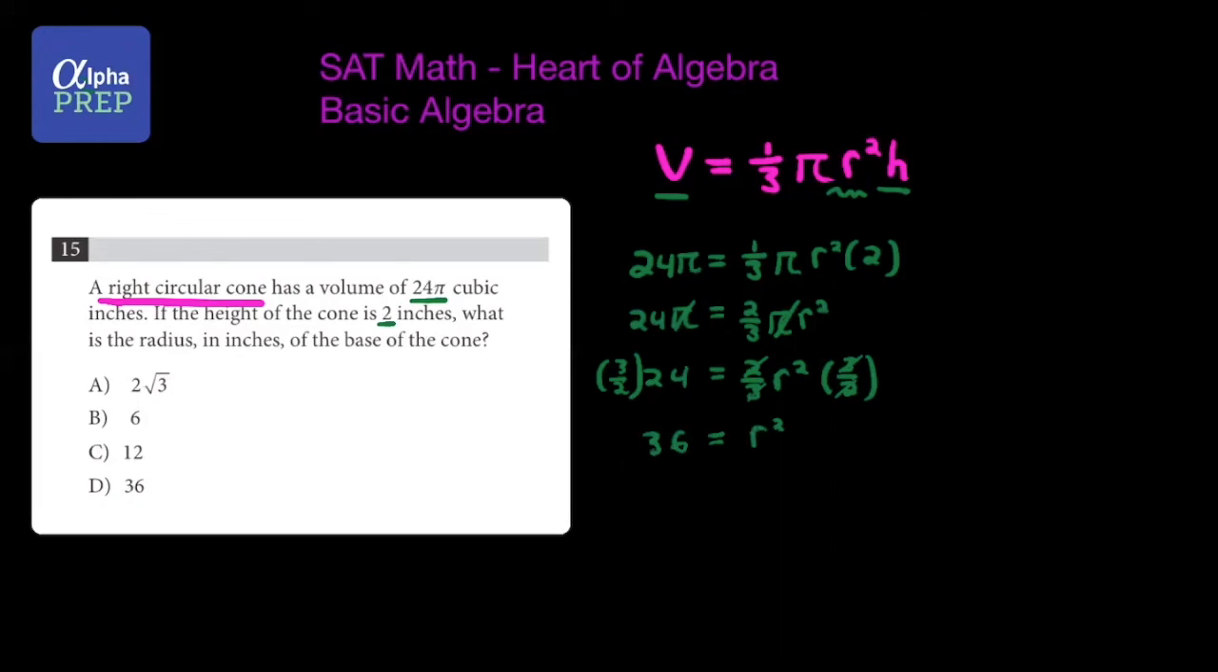Our last step to solve for r is getting rid of the exponent. The opposite of squaring something is taking the square root, and so to undo the exponent, we're going to take the square root of both sides of the equation. So what we're left with is 6 is equal to r, so 6 is our answer, and that's it, we're done.